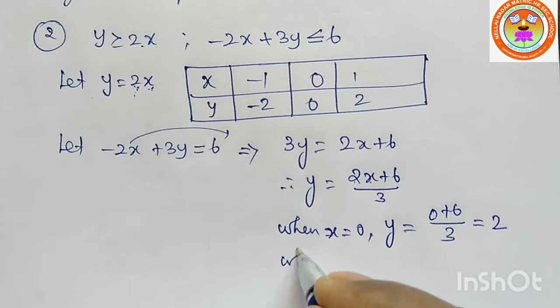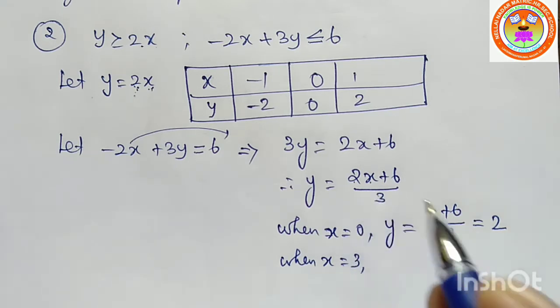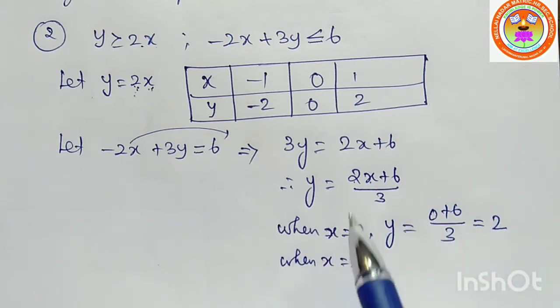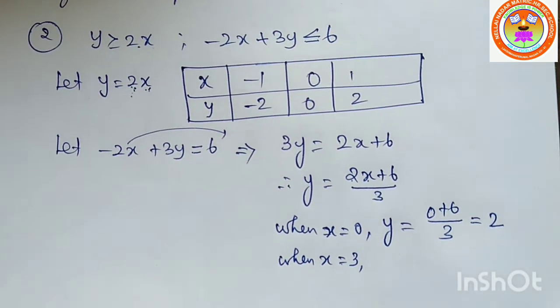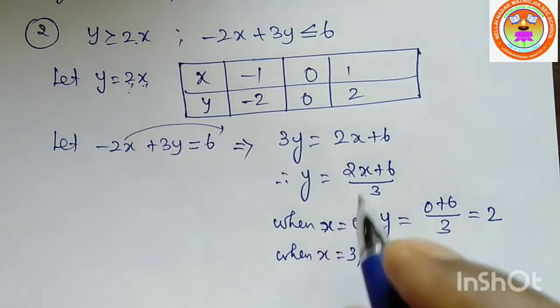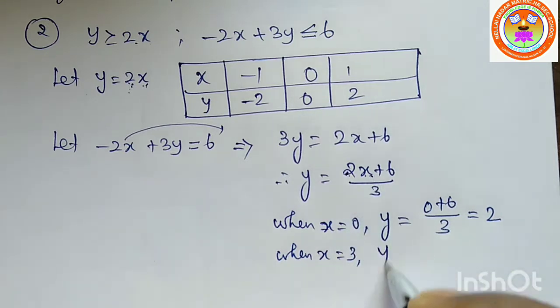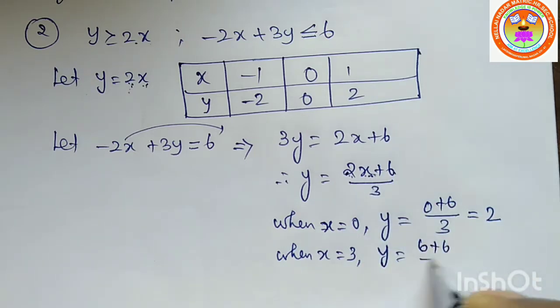When we apply x is equal to 3, we can apply only the multiples of 3. We can apply x values that are multiples of 3. The reason is, then only we will get whole numbers. Otherwise, we will get decimal values. In order to get the whole numbers, we apply only multiples of 3. So, x is equal to 3 means 2 into 3, 6, 6 plus 6, 12 by 3, which is equal to 4.